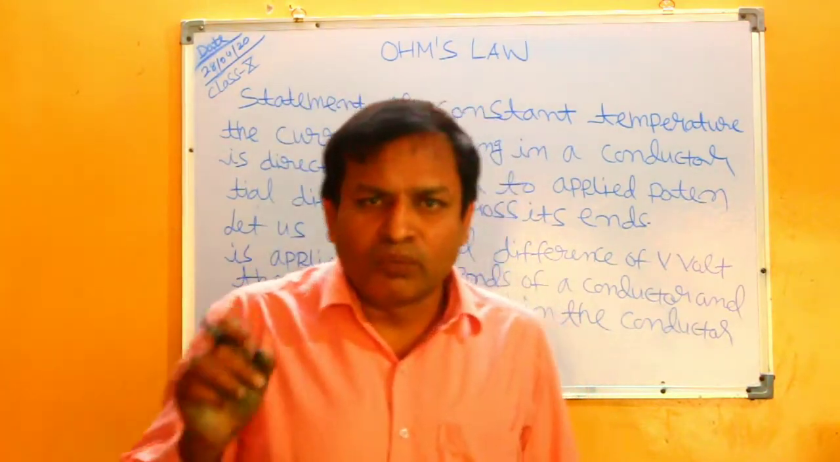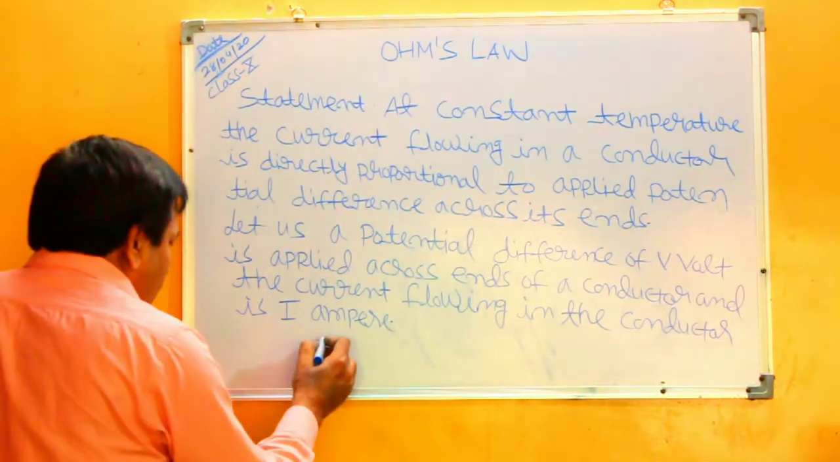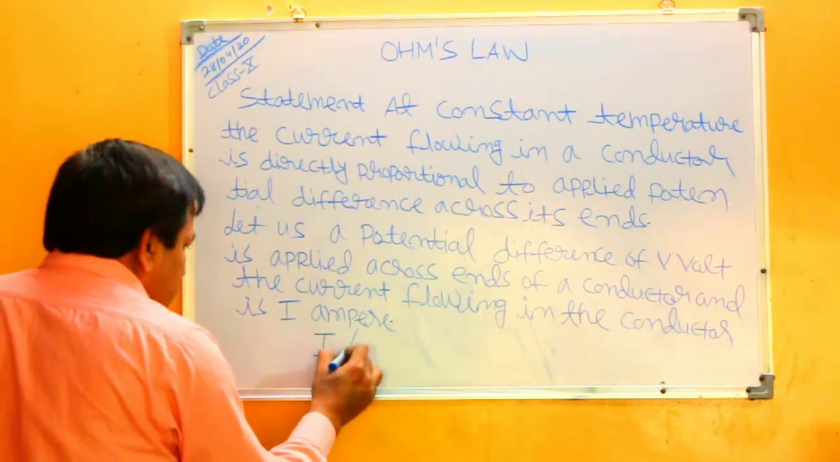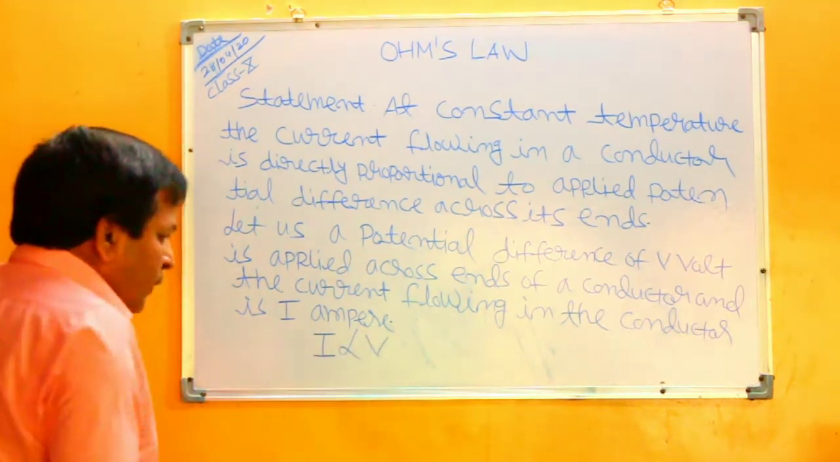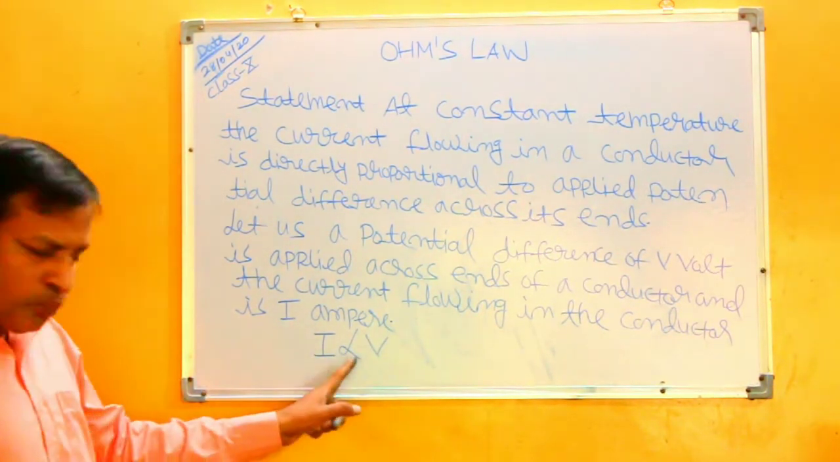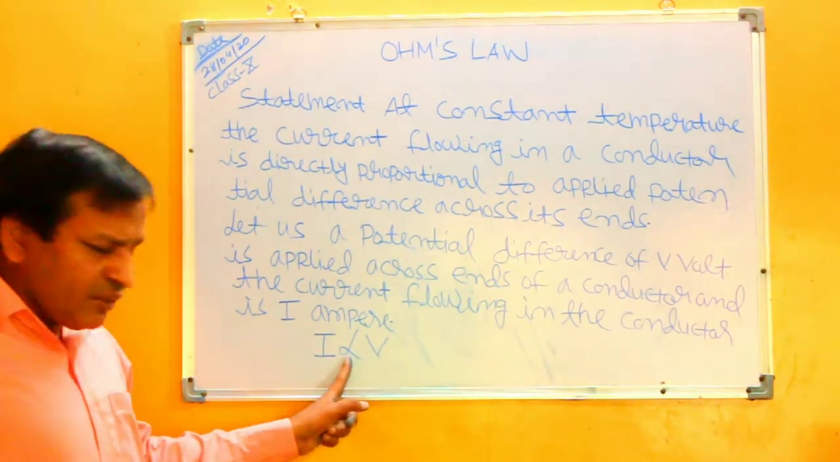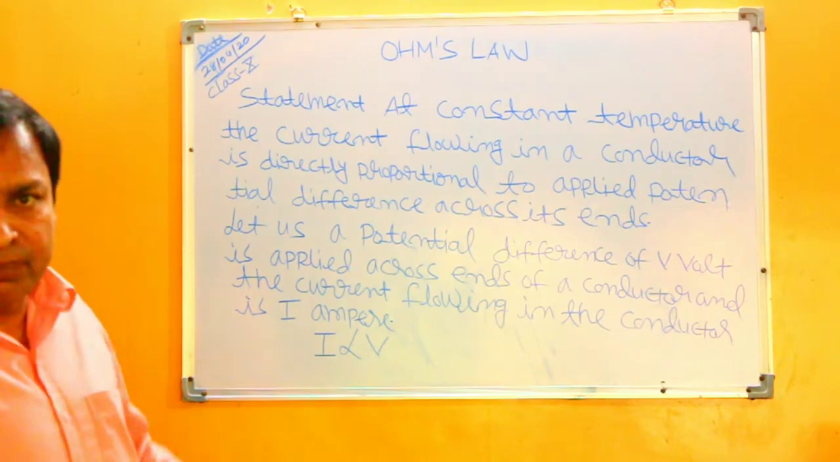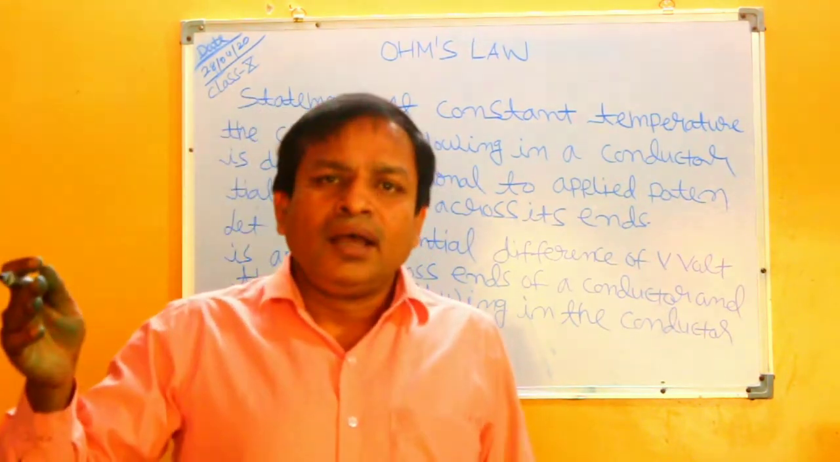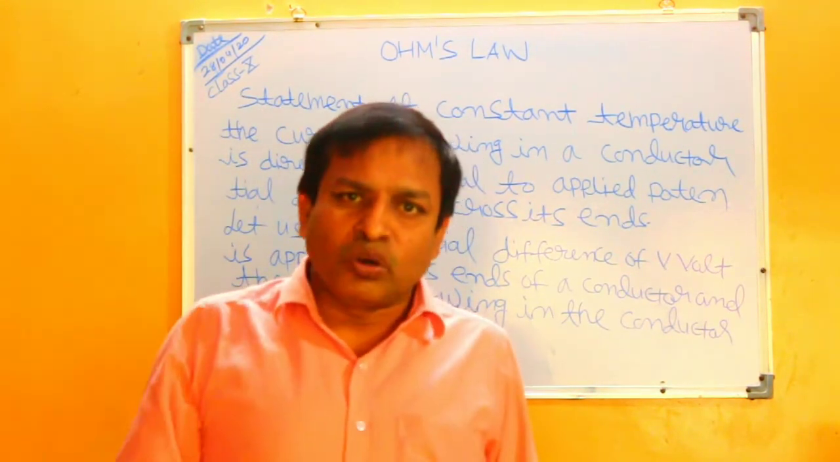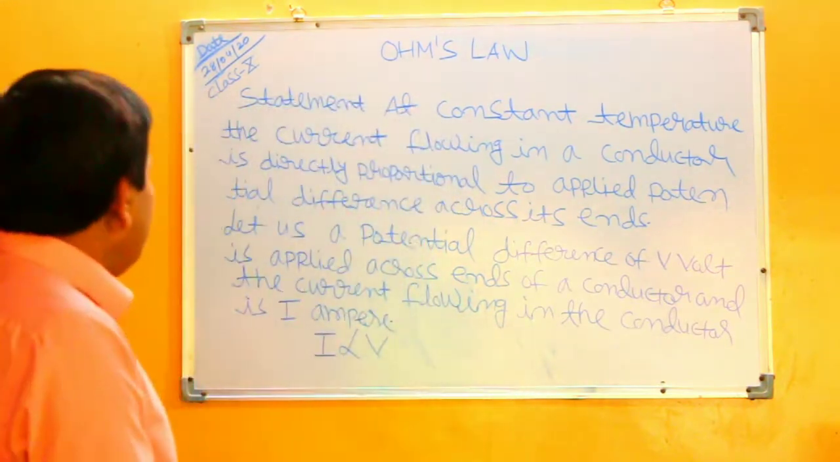Then we can write according to Ohm's law, I proportional to V. This sign shows that I is proportional to the applied potential difference. Proportional means if one thing increases, another thing also increases. That is called directly proportional.